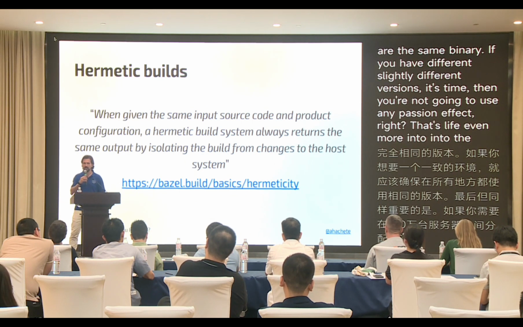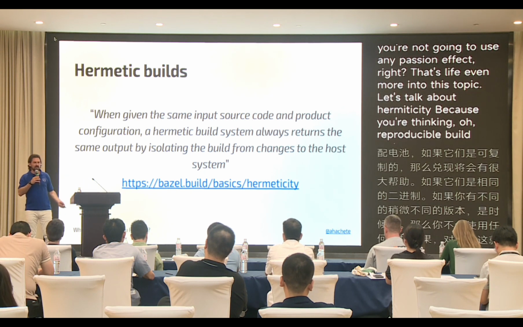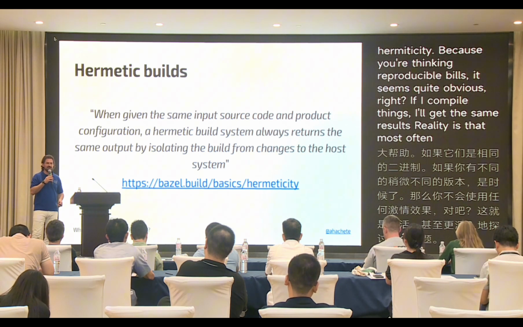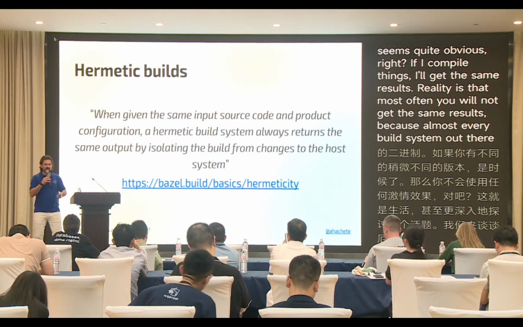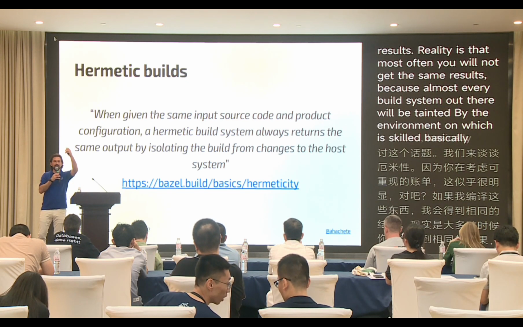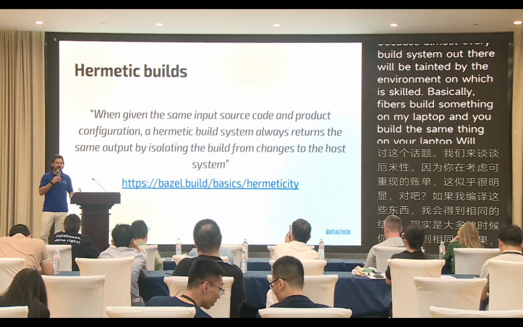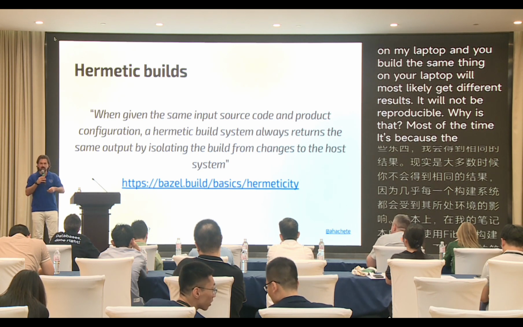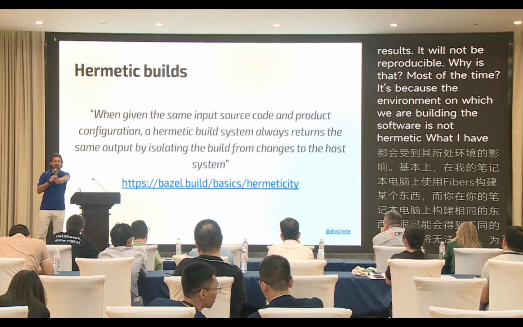Let's talk about hermeticity. Because you're thinking, oh, reproducible builds, this seems quite obvious, right? If I compile things, I'll get the same results. The reality is that most often, you will not get the same results, because almost every build system out there will be tainted by the environment on which it is built. If I build something on my laptop and you build the same thing on your laptop, we will most likely get different results. It will not be reproducible. And why is that? Most of the time, it's because the environment on which we are building this software is not hermetic. What I have on my system is influencing the build.